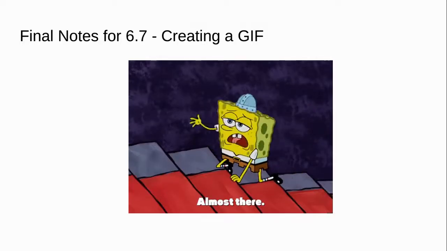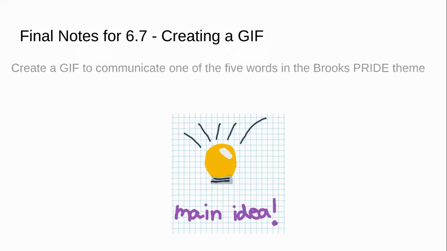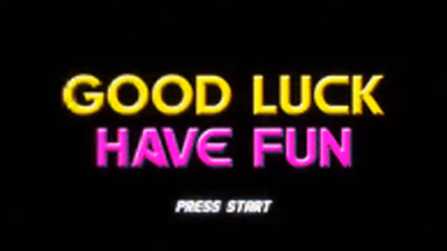Okay, let's recap the assignment here. Remembering our main goal here is to create a GIF that communicates one of the 5 words in the Brooks Pride theme. Good luck and have fun.